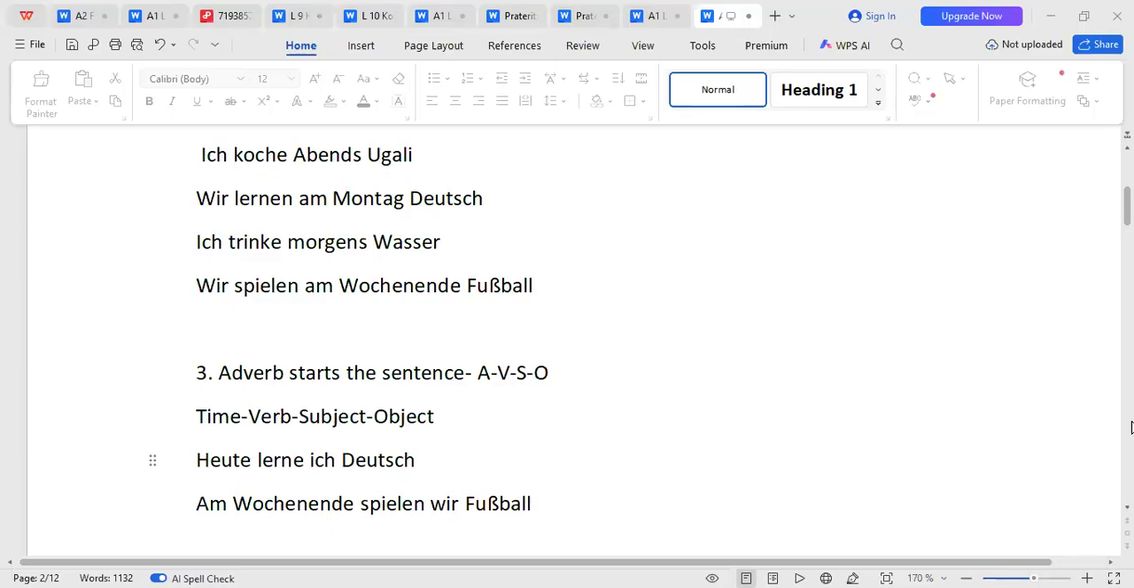So German has rules that must be followed. The three sentence structures I've taught you are the ones we have in German: the simple one, the one with the adverb of time, and the one that starts with the adverb. Those are the sentence structures.